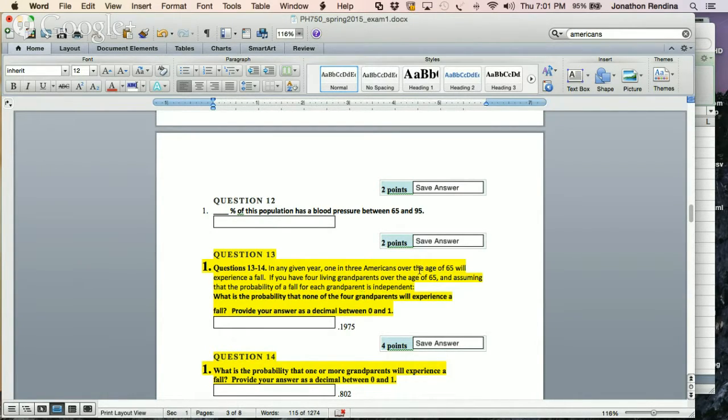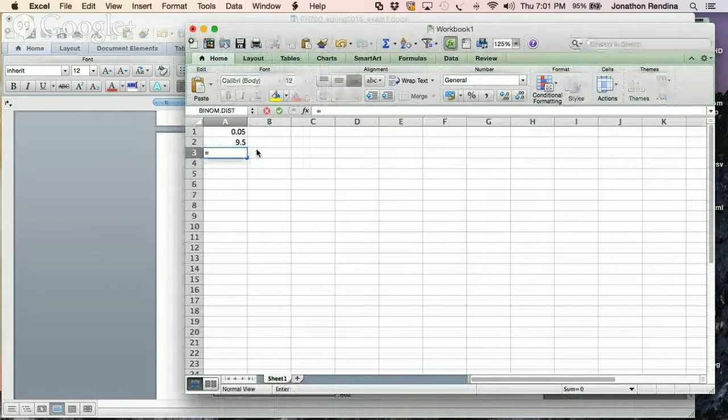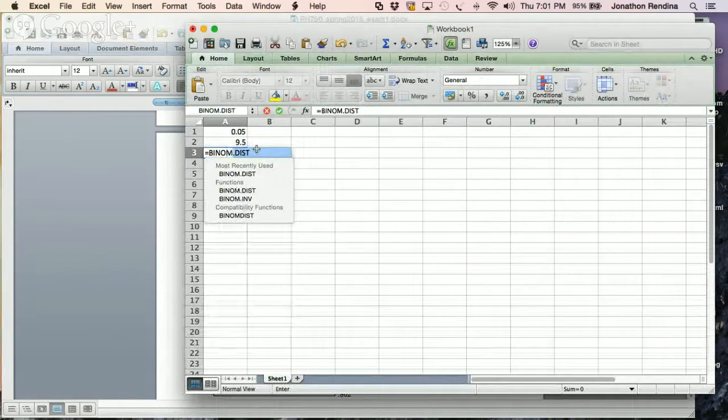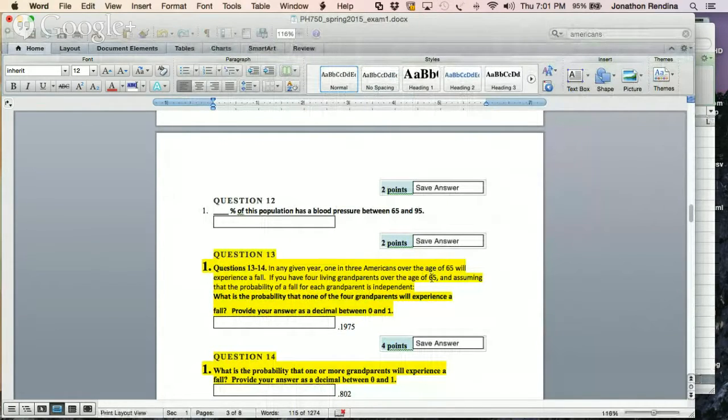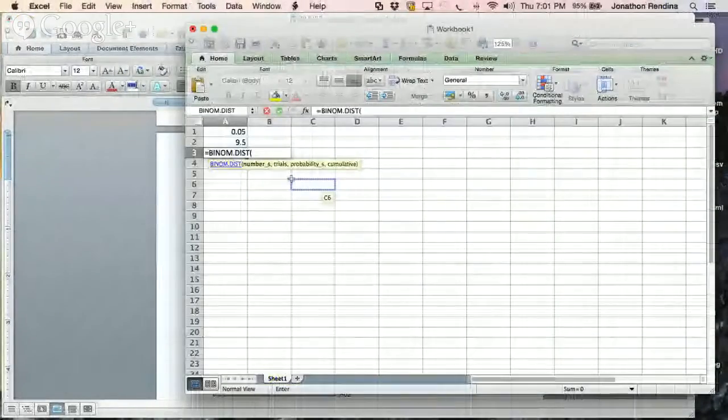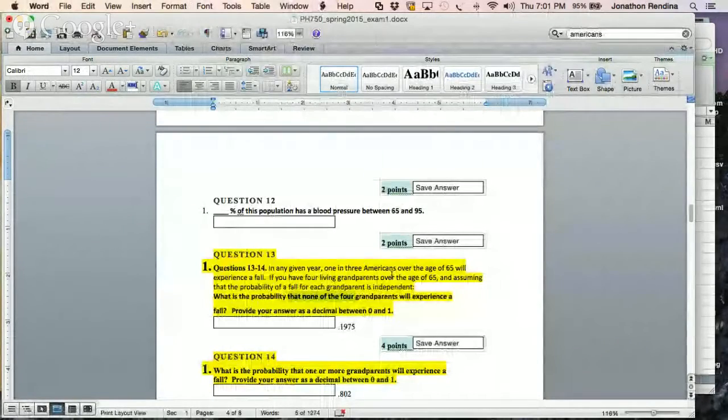Well, what we need to gather from this is a few different pieces of information. The first piece of information is the value that we're hoping to test. We're going to use the binomial distribution. So I'm going to start off by doing my binom.dist. And then I need the number. So the number in this case is the probability that none of the 4 grandparents will fall. So none is obviously 0. So we're looking for the probability of 0 falls. The number of trials that we're talking about here is the total number of grandparents that you have. So the next answer is the 4.